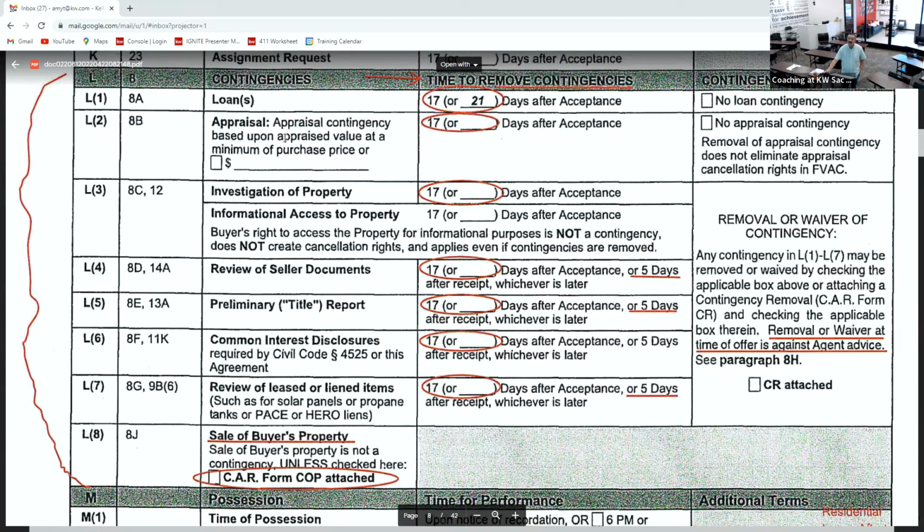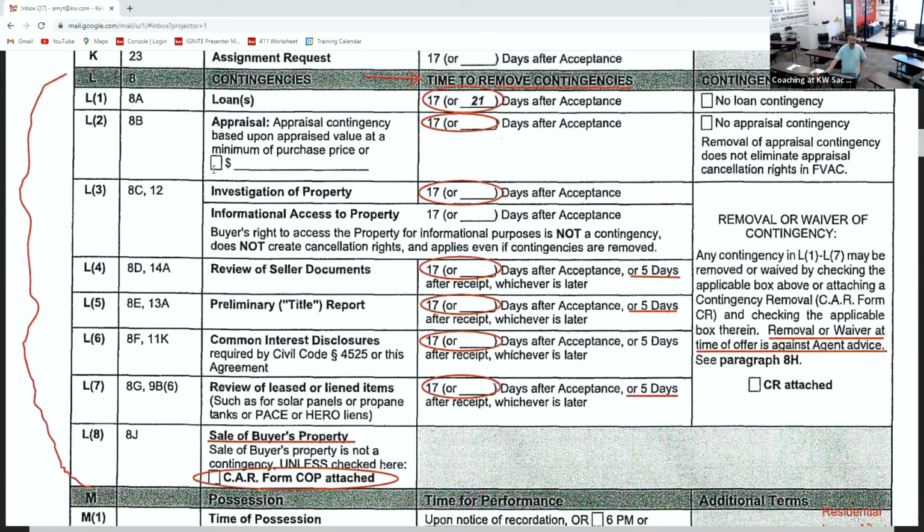Again, the appraisal contingency is based upon appraisal value at the minimum purchase price of X. If you're an FHA buyer, you want to fill this in, but there's also a VA FHA amendatory clause form that would be attached here, and that basically says, regardless of what you have in a contract, if the property doesn't appraise for the amount of the purchase price, the buyer doesn't have to buy. You can't penalize the buyer for it. That's because you're dealing with the federal government, the Department of Housing and Urban Development, and the VA Loan Guarantee Program.